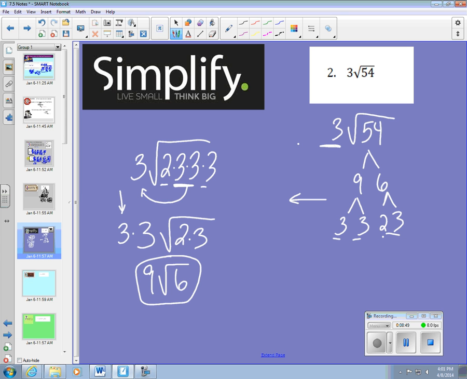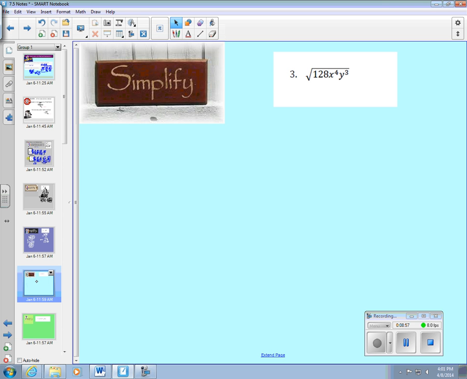All right, now we don't always have to deal with just numbers underneath the radicals. We can also deal with variables. So if we do a couple examples of those, if we look at number 3, we'll notice we have the square root of 128 times x to the 4th times y to the 3rd.